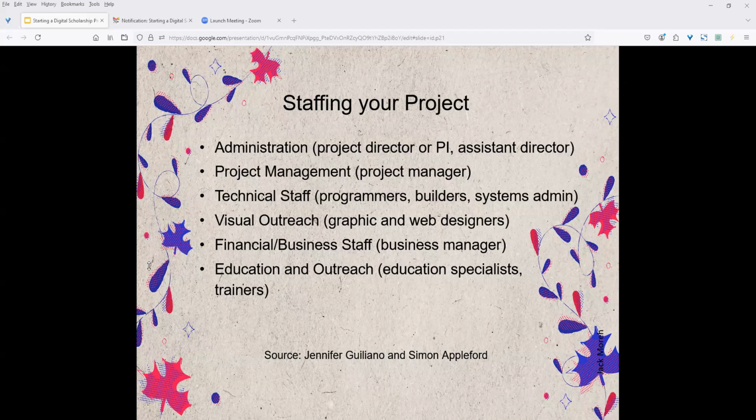As well, you're going to have all the technical staff, the lead programmer who does the technical vision and day-to-day supervision of the programmers, the hackers, the coders, the builders. You're going to need a systems administrator, usually someone with experience with hardware and software and system configuration and security and access, always important. For visual outreach, you probably need someone with some experience as a graphic designer, working on logos, brochures, mailings, websites, and that sort of thing. And also someone who works with web design as well.